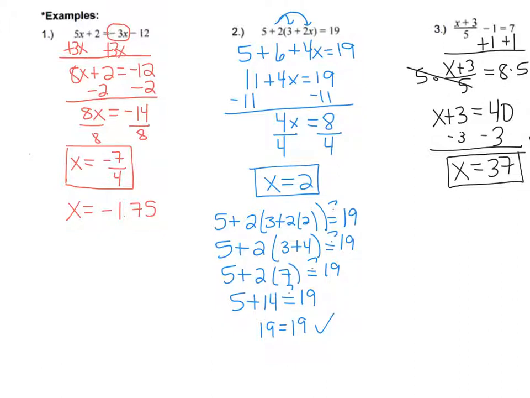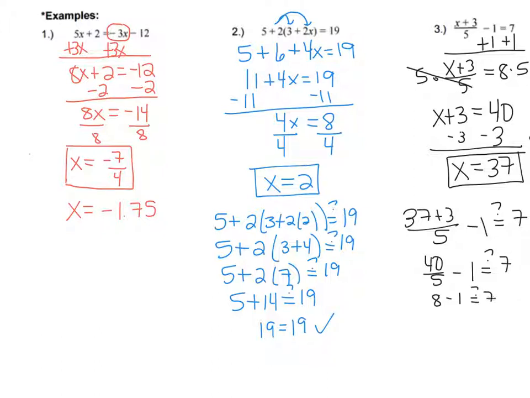And again, we should plug it in and check. So 37 plus 3 divided by 5 minus 1, we want to see, does that equal 7? Well, you get 40 divided by 5 minus 1. So 40 divided by 5 is 8. 8 minus 1 is 7. 7 equals 7, and it checks.